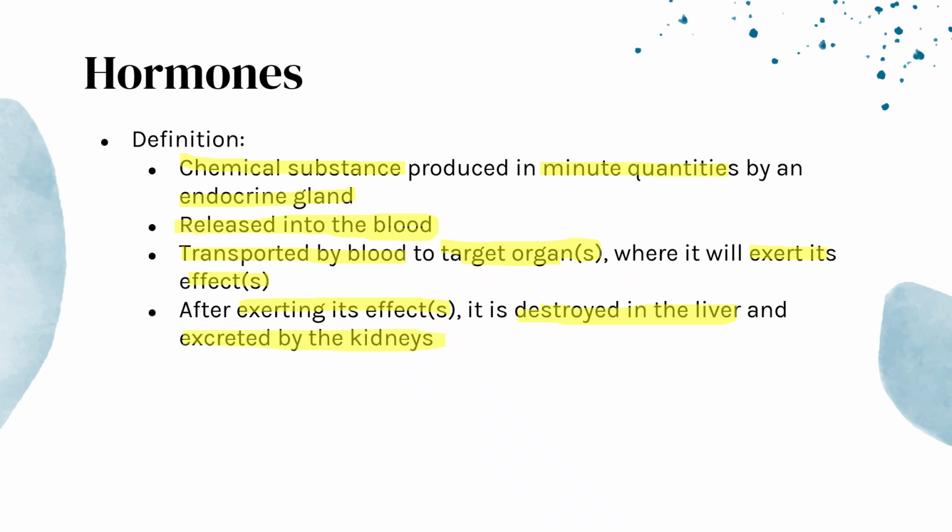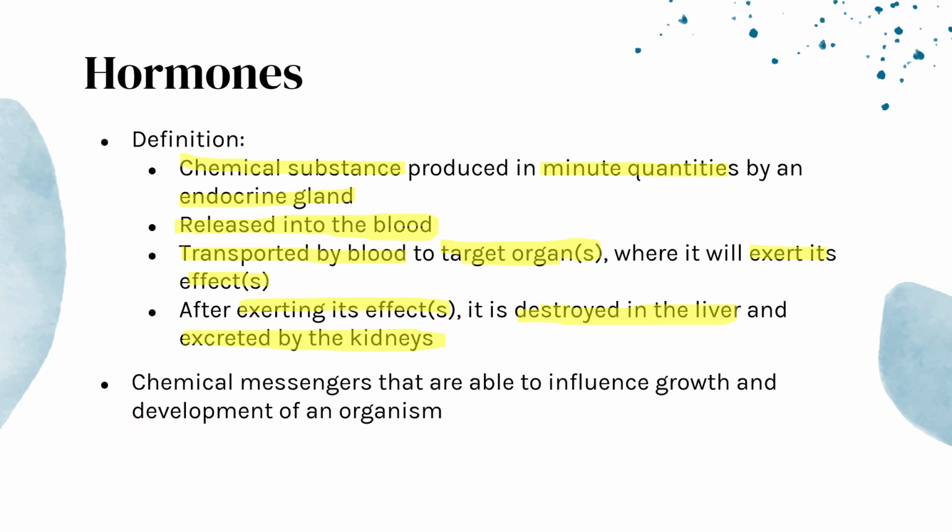Some hormones cannot stay in the body for too long because they are very strong and will keep exerting the effect. Once the body reaches homeostasis, the hormone is no longer needed, and so the body will get rid of it. In order for the body to get rid of it, it has to be broken down in the liver and of course excreted by the kidneys.